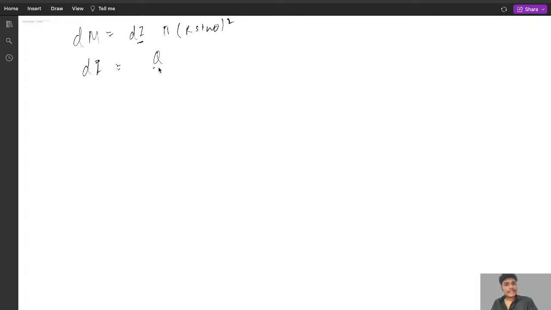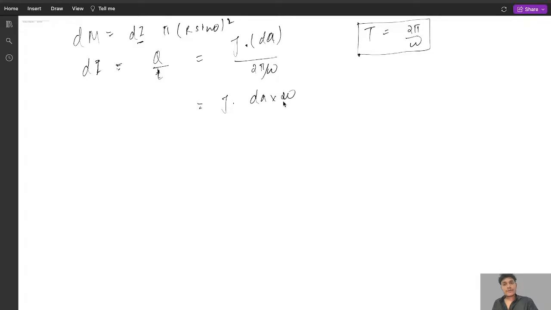Di is equal to q by t, right, and t is the time period of the rotation. If I find the time period, that is equal to 2 pi by omega, right. This is the time to complete one rotation. And what is q? That is charge density on the surface into the area of the strip, let us suppose that is dA, upon t, that is 2 pi by omega. From here we get j into dA into omega upon 2 pi.